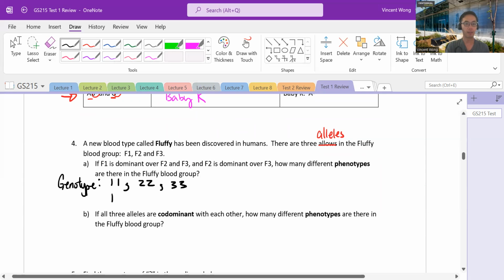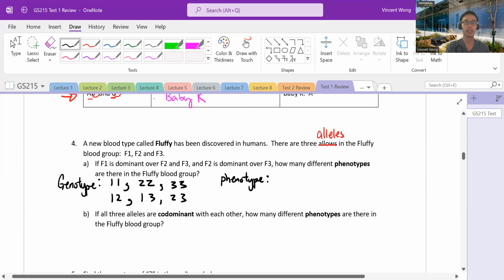Yep, we can have 1, 2, right? An allele from F1 and an allele F2. What else? 1, 3. Yep. 2, 3. That's it, right? So that's all the different possible combinations if you have 3 alleles. So what would the phenotype be?